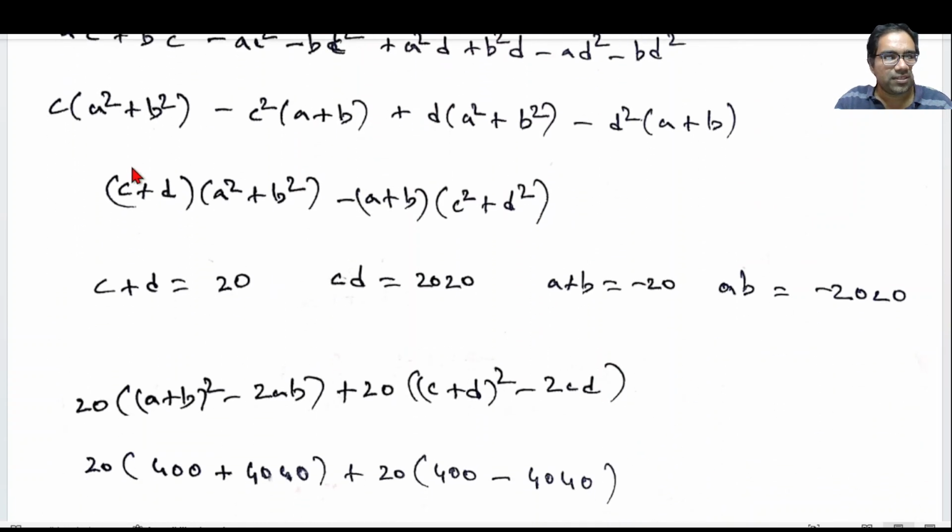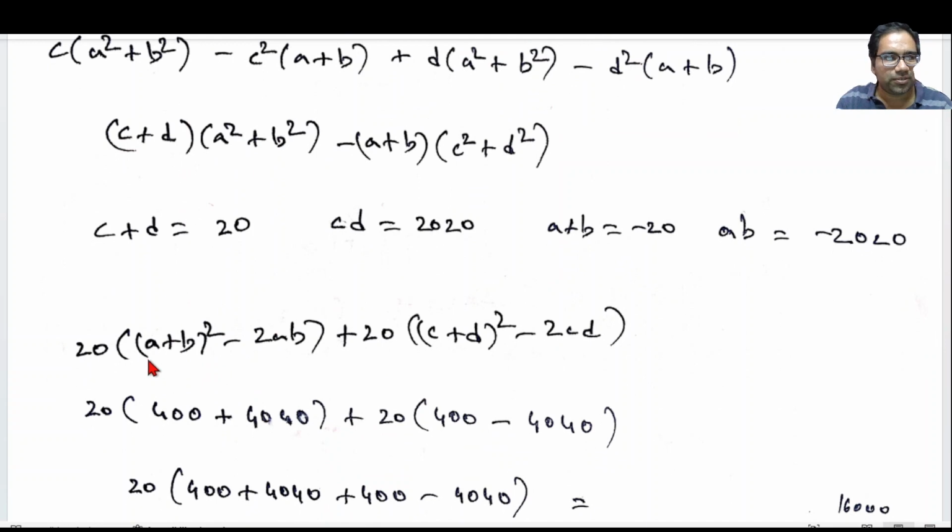Let us use this C plus D and replace it with 20. 20 into A square plus B square, we can write it as A plus B whole square minus 2AB. Similarly, A plus B is minus 20, so minus of minus 20, which is plus 20. Plus 20 times C square plus D square, what is that? C plus D whole square minus 2CD. Why are we doing this? Because we know what is C plus D, we know what is CD. So that's why we are rearranging the C square plus D square in this form. Similarly, A square plus B square in this form.